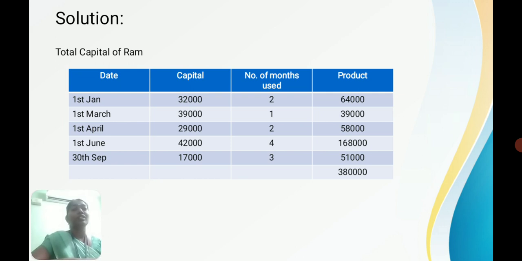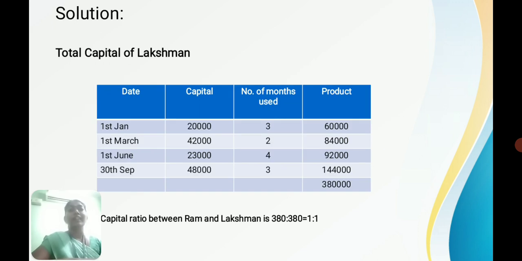So we will total all the products. We get 3,80,000 as the total capital of Ram. Likewise, we will calculate the capital of Lakshman. In this problem, we get the capital amount of Lakshman as 3,80,000. So finally, we calculate the capital ratio between Ram and Lakshman. 3,80,000 is to 3,80,000, so 1:1. Likewise, this is how we calculate the capital ratio.